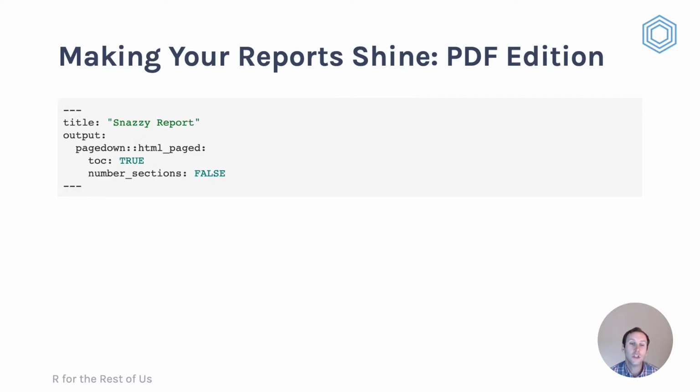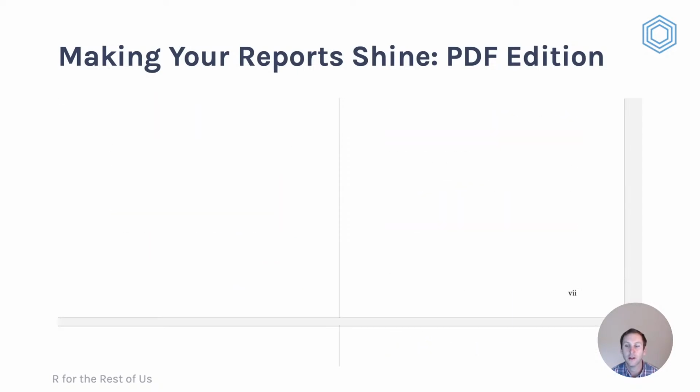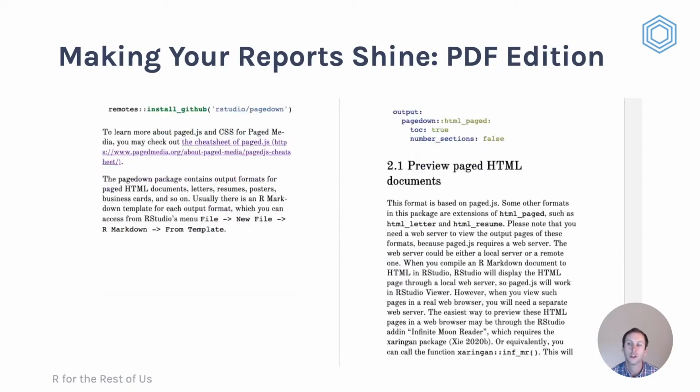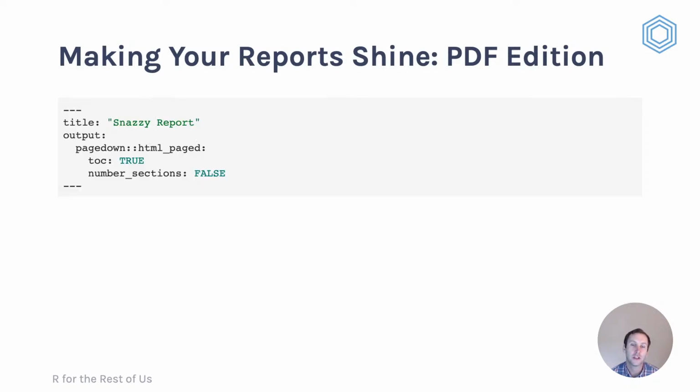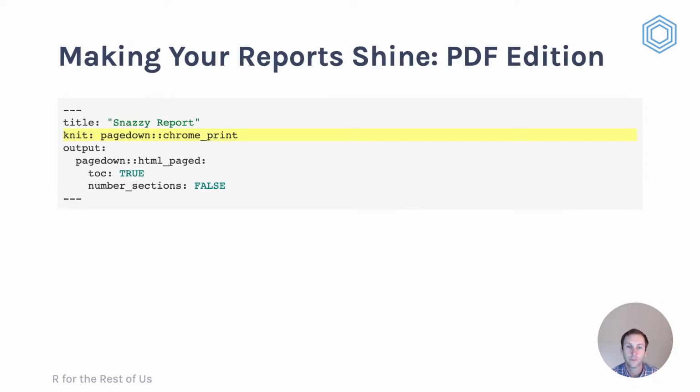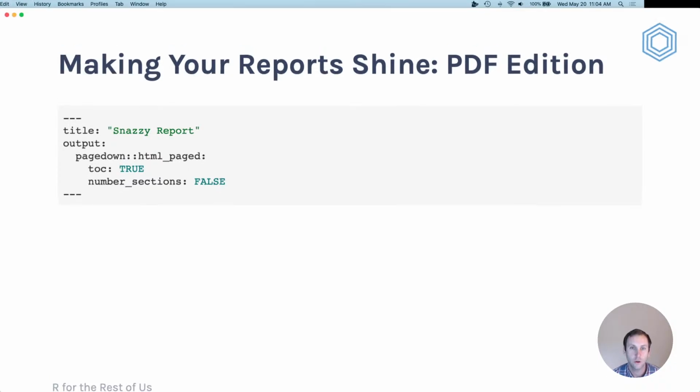What we do is we change the output to pagedown::html_paged. And then I've added a couple other options, toc true, and then number_sections false. So you can see here, for example, each section has a number. You'll see when it gets down, 1 introduction, 2 paged documents. If you don't want that, just put number_sections false. What this will do, and let me actually show you.